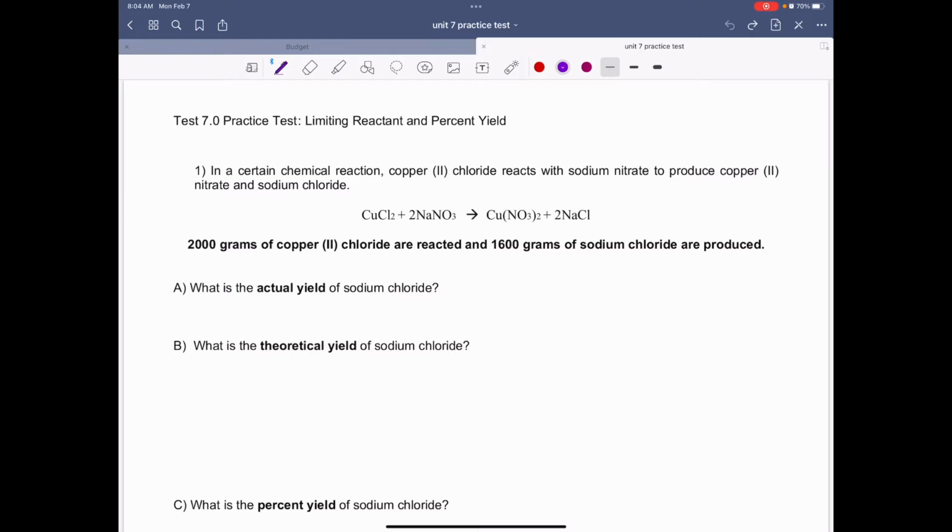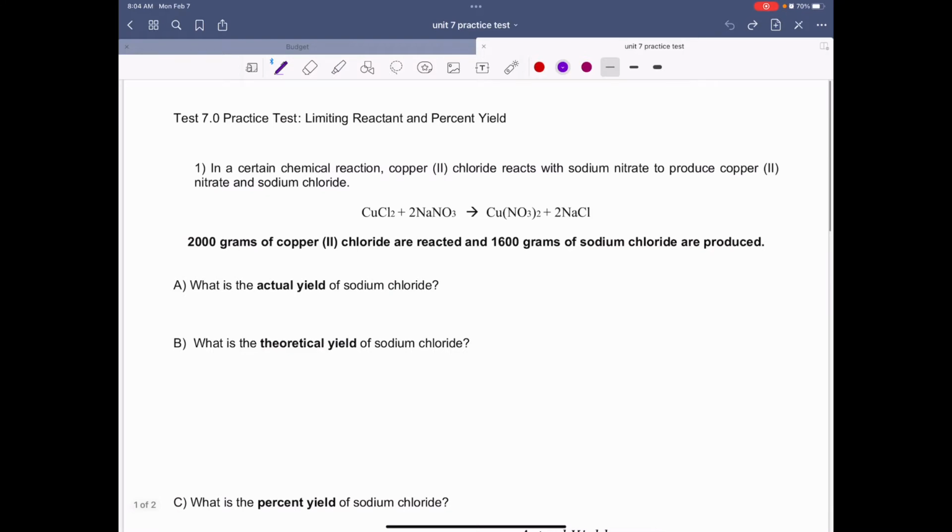Okay. First things first, it looks like we produced 1,600 grams. So what is the actual yield? That's easy, 1,600 grams. What is the theoretical yield? Okay, so if we have 2,000 grams of this stuff, we are interested in what is the theoretical yield of that stuff. So this is going to take a little bit of stoichiometry, but it's pretty simple. I mean, at this point it should be.